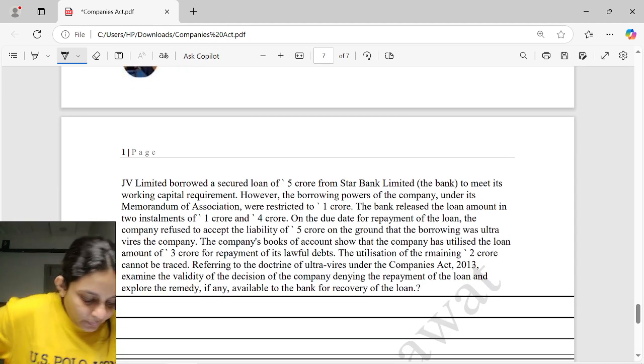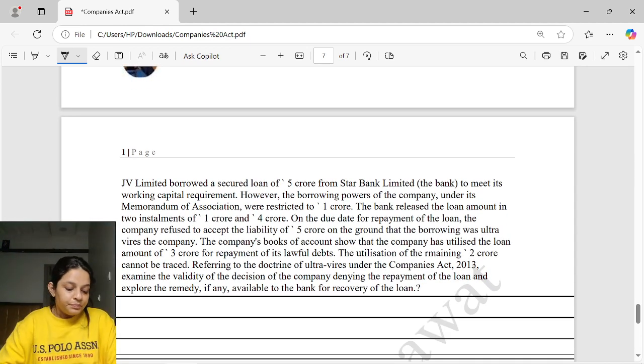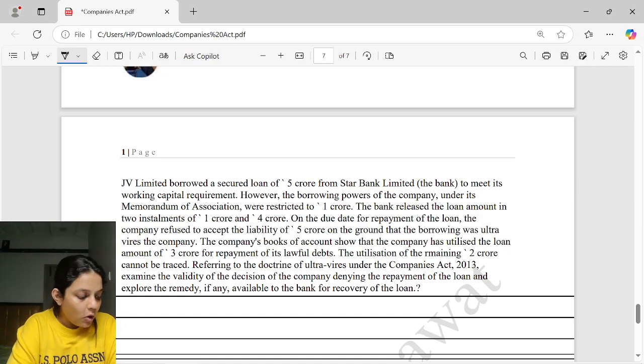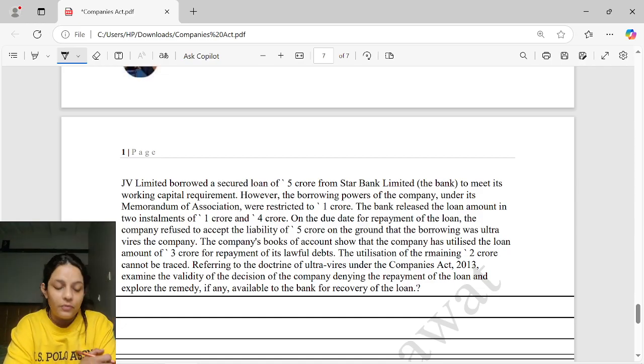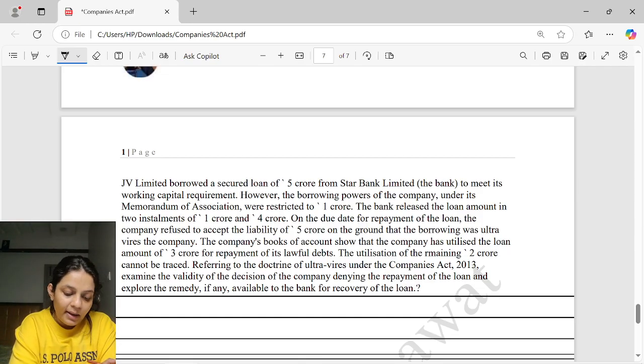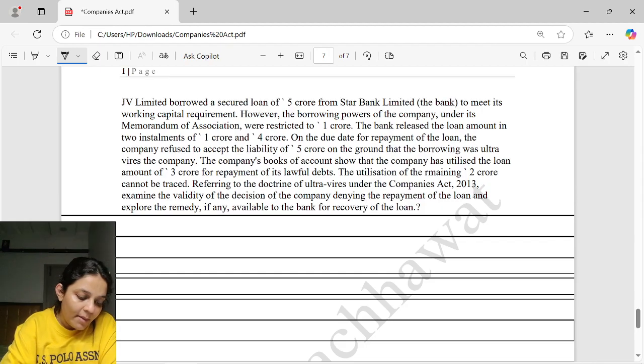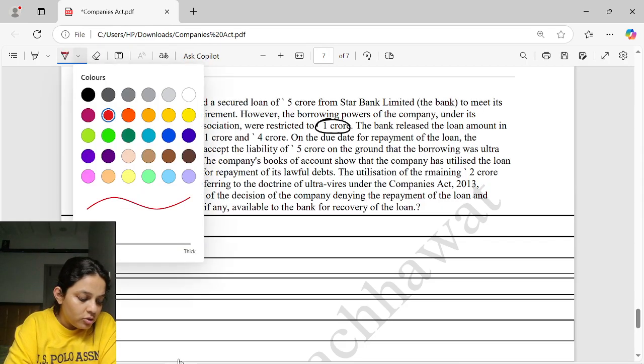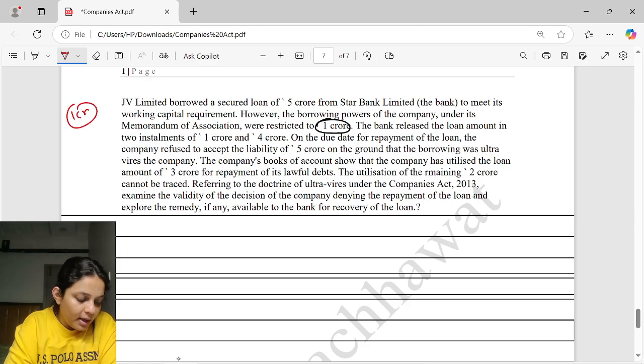Moving on to the last one. JV Limited borrowed a secured loan of 5 crore from Star Bank Limited to meet its working capital requirement. However, the borrowing power under its MOA was restricted to 1 crore. So I am allowed to take a loan of 1 crore, but 4 crore was not allowed. So 4 crores was ultra vires. The bank released the loan in 2 installments.